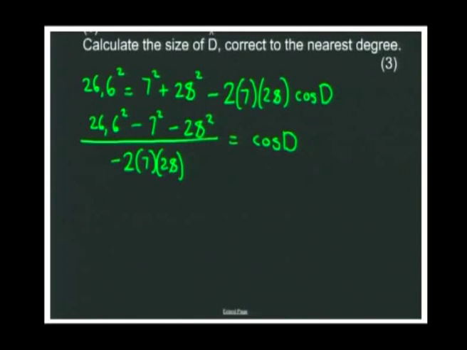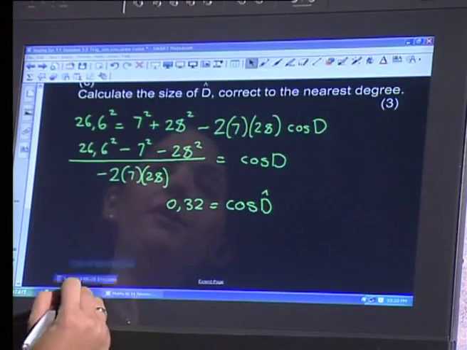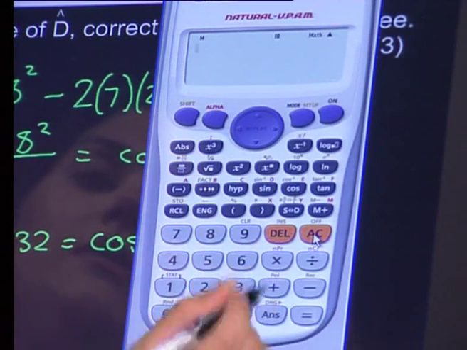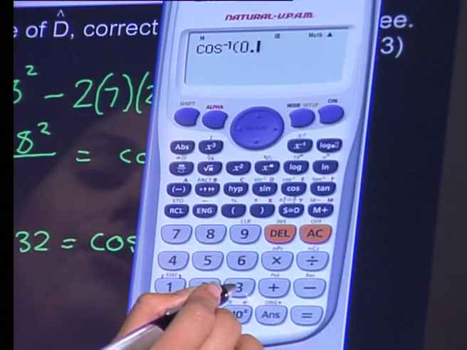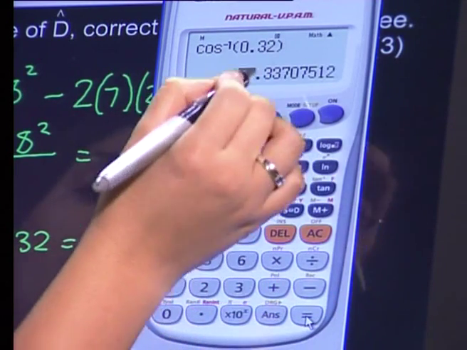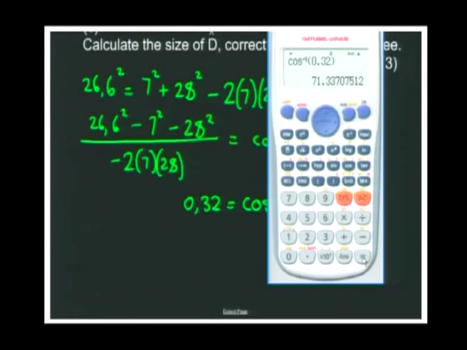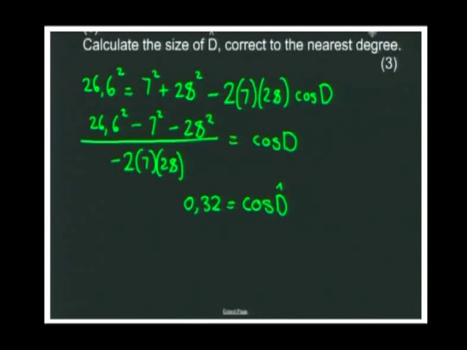So we have that cos D is equal to 0.32. Are we finished with the question? No, they didn't ask us to find the value of the trig ratio of cos D. They asked us to find the angle D. So now we need to go and work out the angle by saying second function cos, and that's what we do in the calculator. So second function cos 0.32, and we get an answer of 71.33. And I'm going to write that down. 71.33 is equal to D.